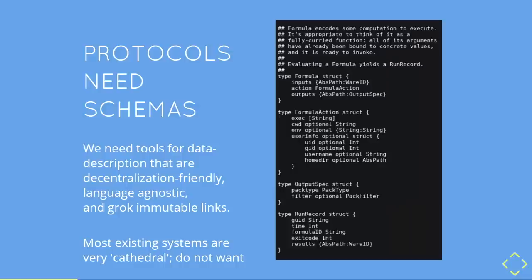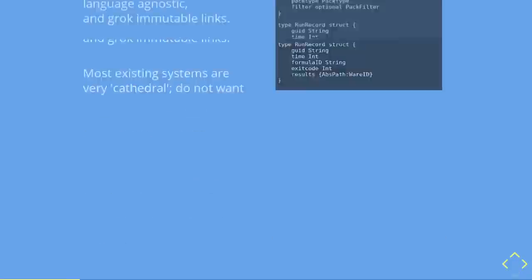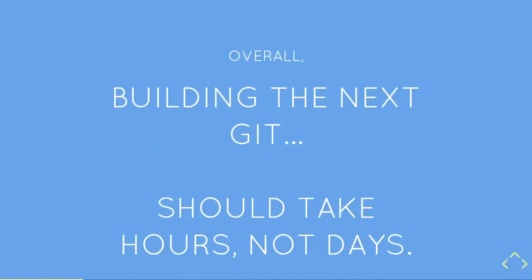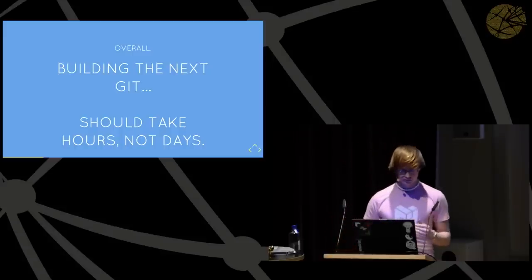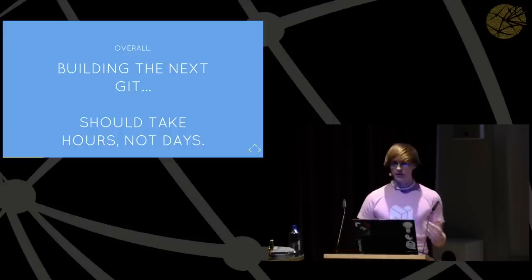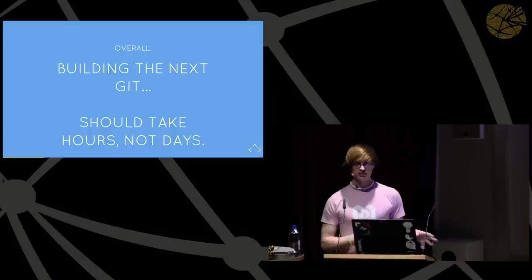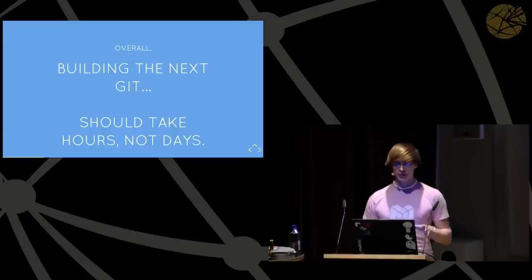And that's something that we don't want. We're trying to fix decentralization problems. So we're going to need something new. So overall, the big picture here is IPLD should be a series of tools and libraries and specs that makes building the next Git, whatever good idea you have in your head for a decentralized system, it should take hours, not days, or days instead of weeks, weeks instead of months, whatever. It should go faster.